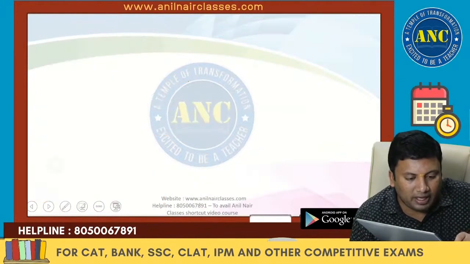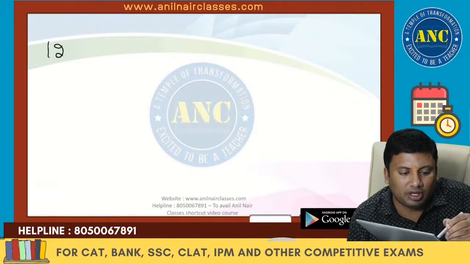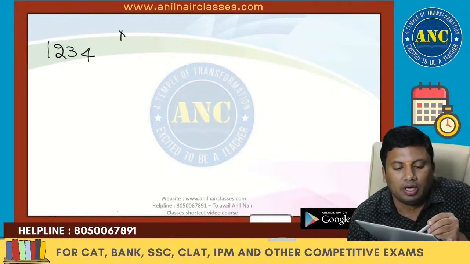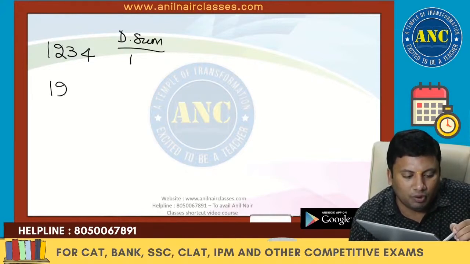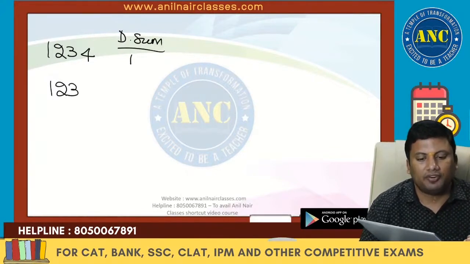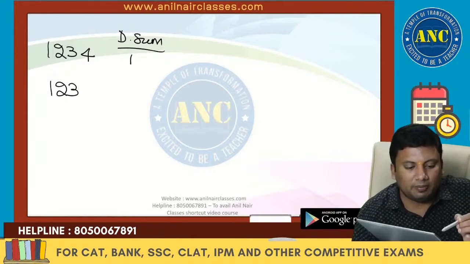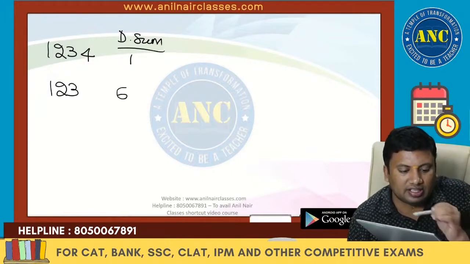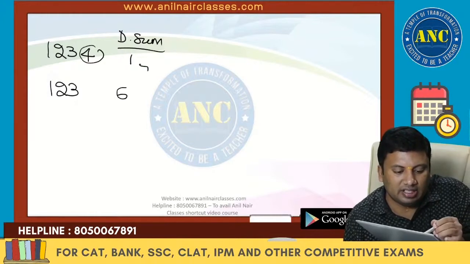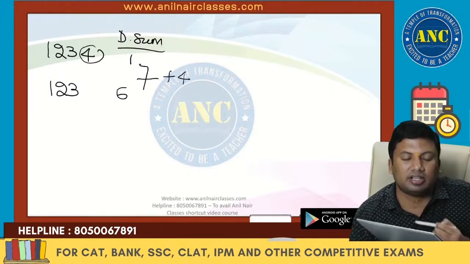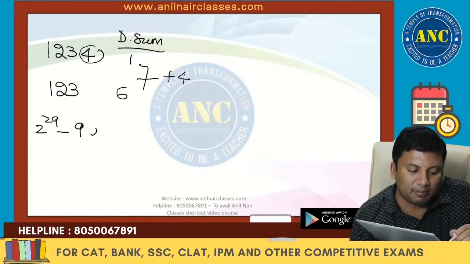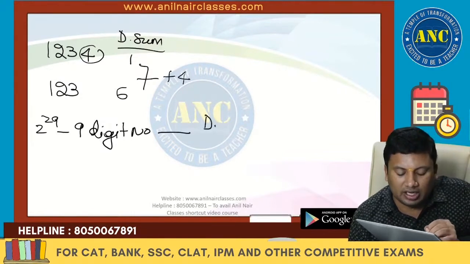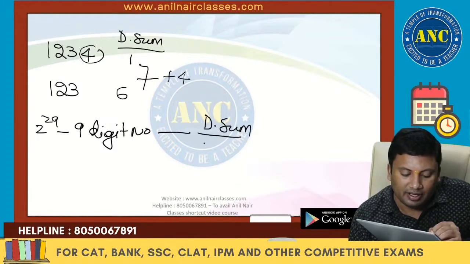Let me take a simple example. Suppose there is a 4 digit number, 1, 2, 3, 4. Digital sum is nothing but 1. Suppose if I remove one digit, this is nothing but 1 plus 2 plus 3. It is 6. Can I say that the missing digit, if I add 4, I am getting the same digital sum? Yes or no? 2 power 29 is a 9 digit number and the digital sum is nothing but 5.